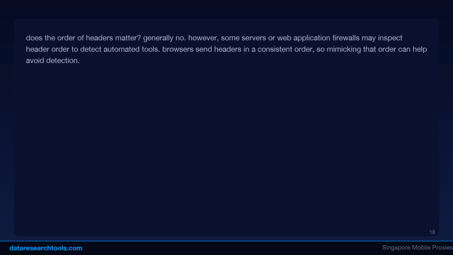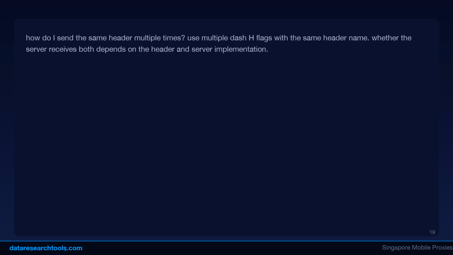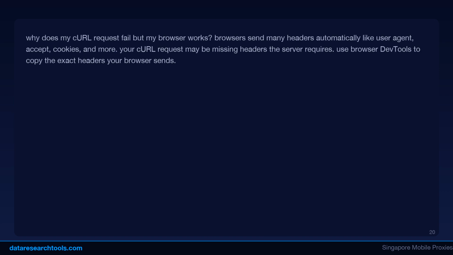How do I debug header issues with cURL? Use the verbose flag to see the complete request and response headers. This shows exactly what headers are being sent and received. For even more detail, use the trace flag, which shows raw bytes. Can cURL handle cookies automatically? Yes. Use the cookie jar flag to save cookies and the cookie flag to send them. This lets you maintain sessions across multiple requests, which is essential for authenticated scraping.